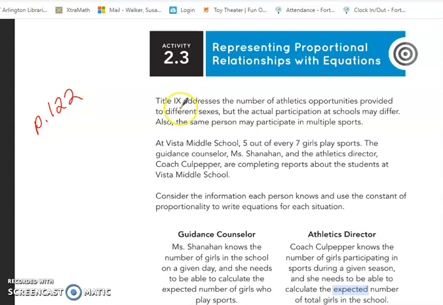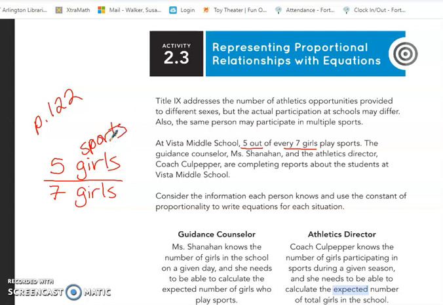So this says, Title IX addresses the number of athletic opportunities provided to different sexes, but the actual participation of schools may differ. Also, the same person may participate in multiple sports. At Vista Middle School, 5 out of every 7 girls play sports. So what that means is 5 girls out of 7 girls, right? But I'm going to erase this because it's girls that play sports, okay?